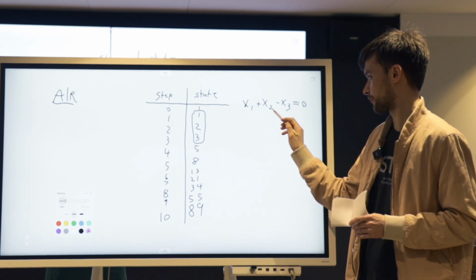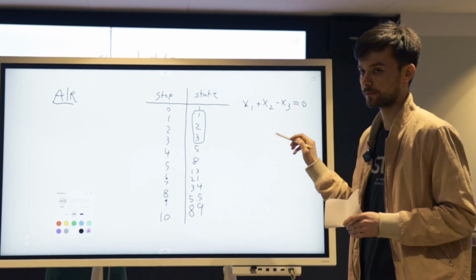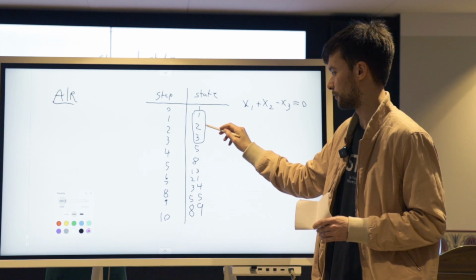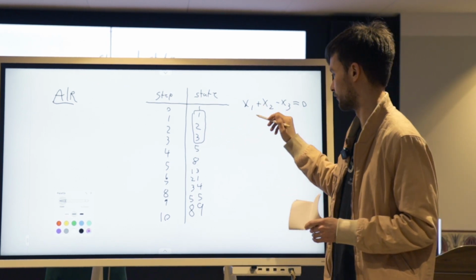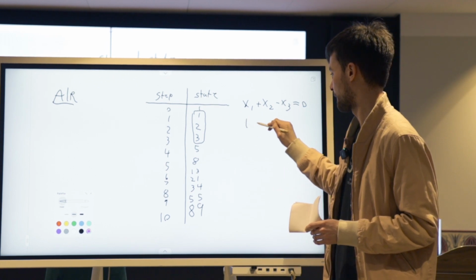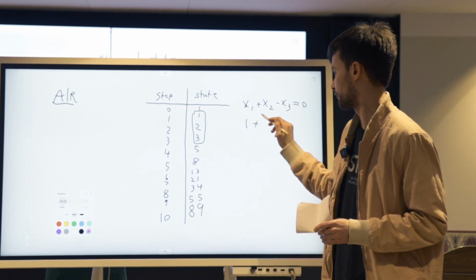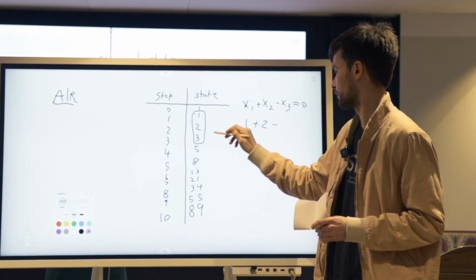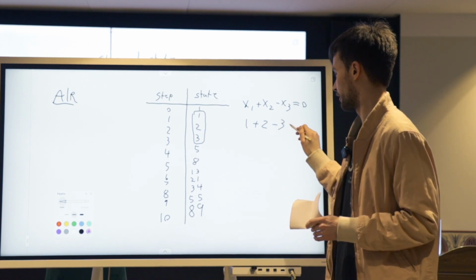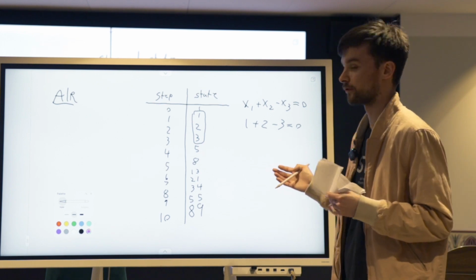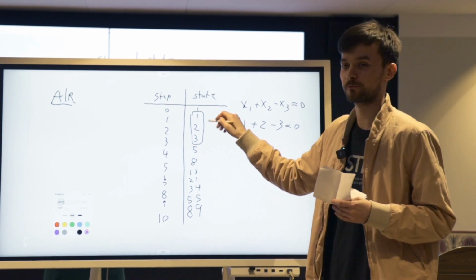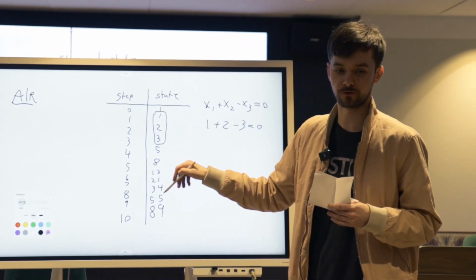x1 plus x2 minus x3 equals 0. So this would be x1, this would be x2, this would be x3, and we can test it. x1 is 1, plus x2 is 2, minus x3 is 3. Does that equal 0? Chat, does this equal 0? Yes. OK, so at this point, if we sampled this window randomly, it would pass the constraint.